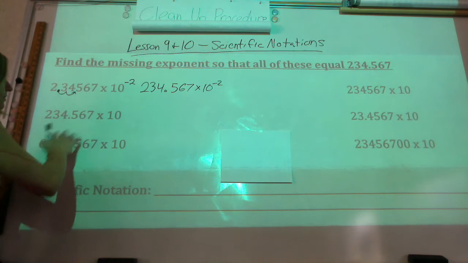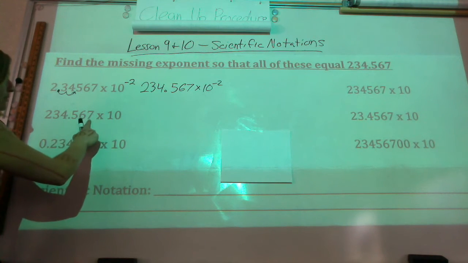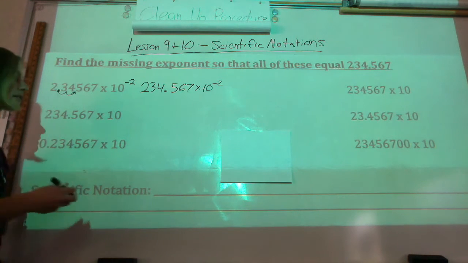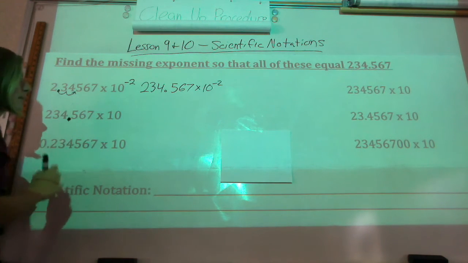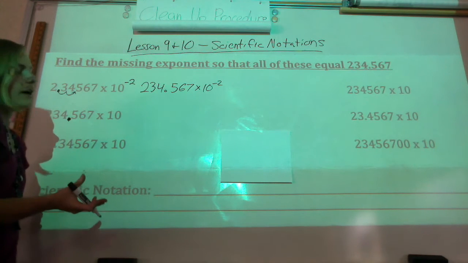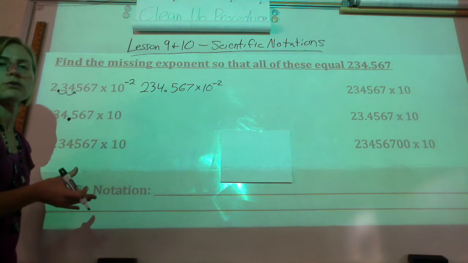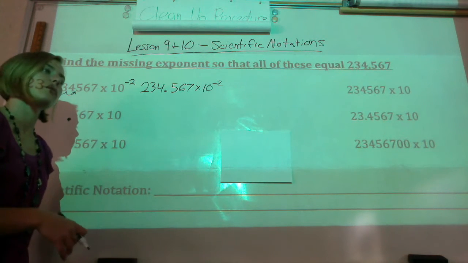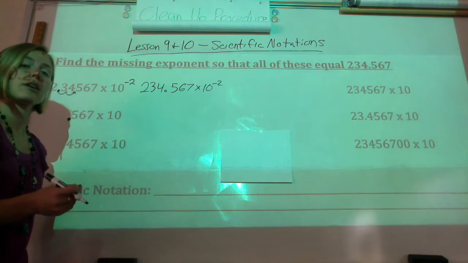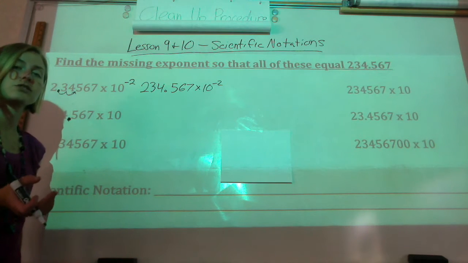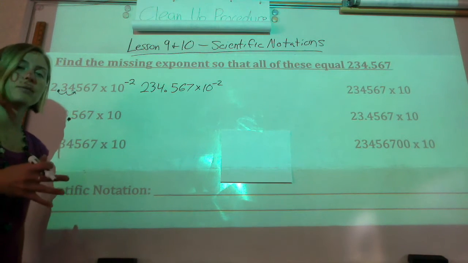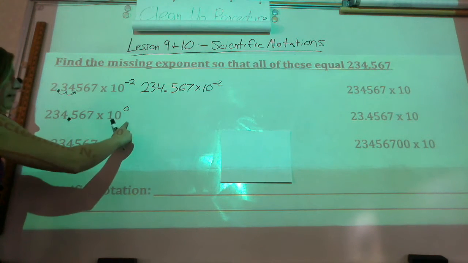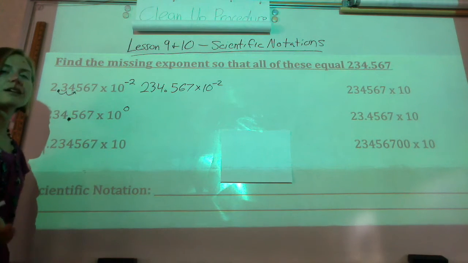Let's try the next one. We have 234.567. Well, here, that's actually the number we want, so we don't need to move that decimal at all. That decimal's happy right there. So what kind of power of 10 can I multiply by that won't move it? You're thinking 10 to the 1 moves it one place, 10 to the -1 moves it one place. 10 to the 0, though, won't move it at all, because 10 to the 0 is just 1, and you can multiply any number by 1 and it doesn't change it. So we can just keep this and put it times 10 to the 0, because it's not going to change it at all.